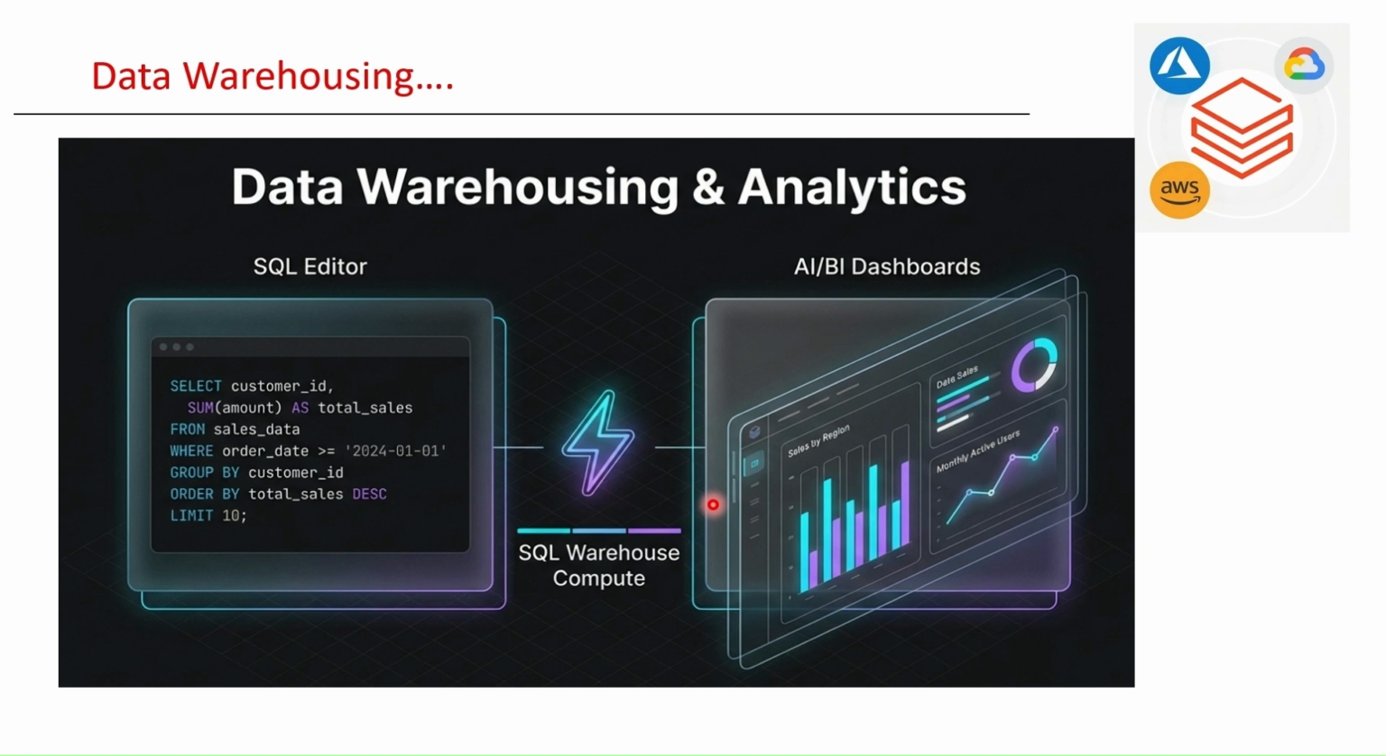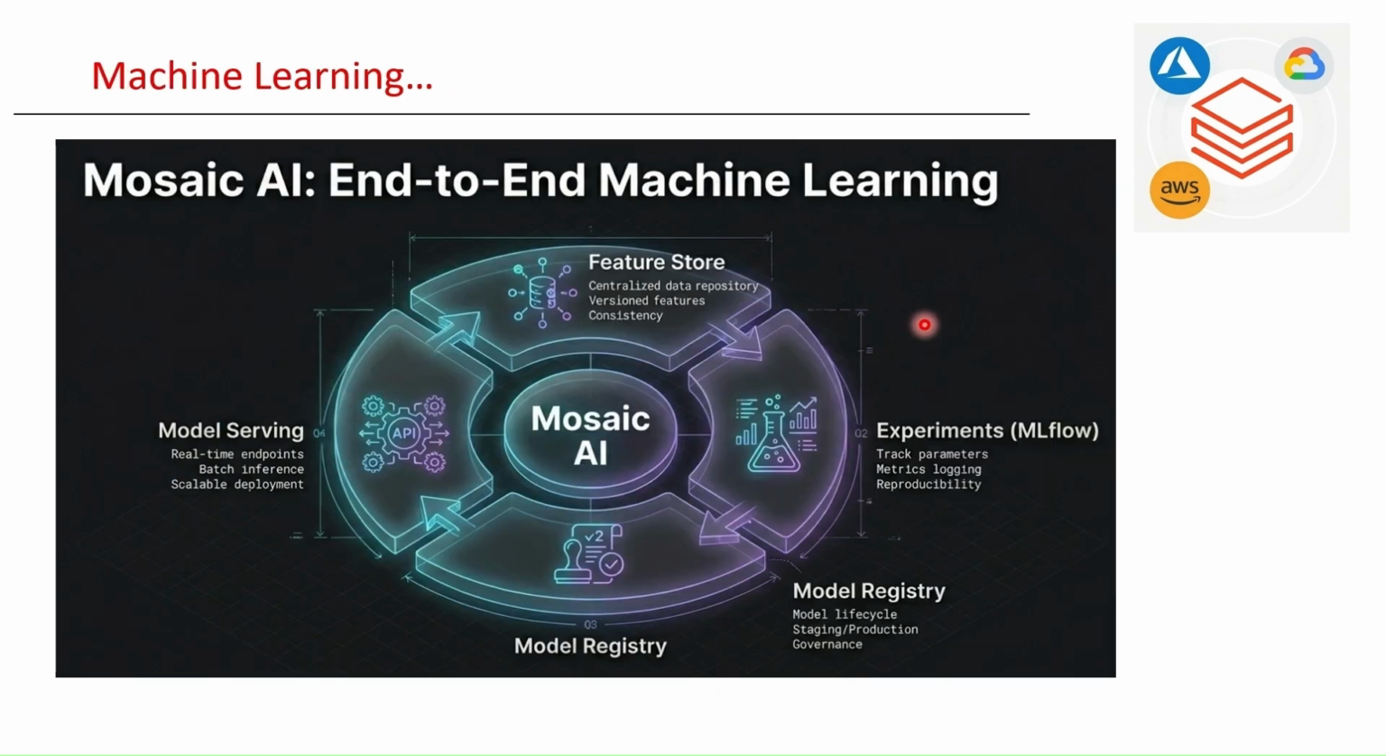Within the data warehousing segment, Databricks offers something called SQL editor that you can use to write your SQL queries, and then you would run those SQL queries on a SQL warehouse compute, and then you visualize that data in the form of AI/BI dashboards. And then in the machine learning segment, Databricks offers something called Mosaic AI. That's an end-to-end machine learning platform using which you can train your model. You can use a feature store, you can experiment using MLflow, and then it also offers a model registry.